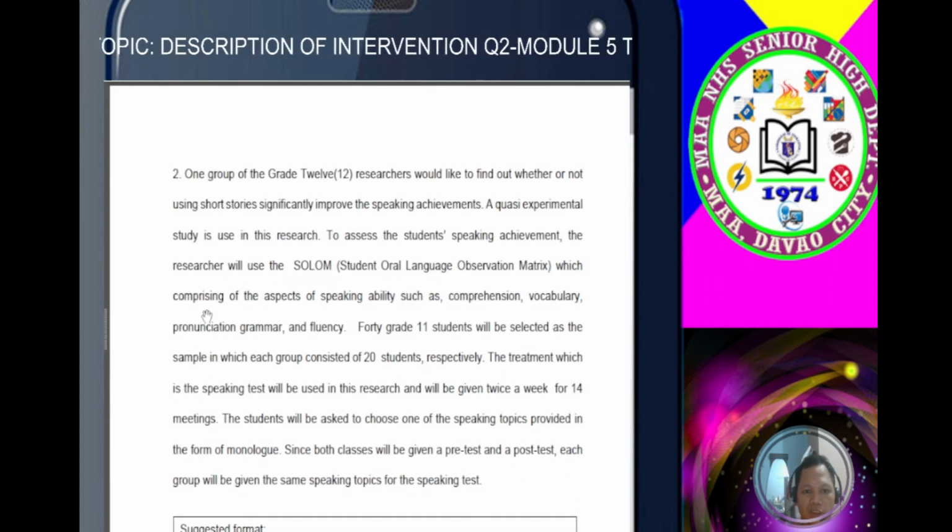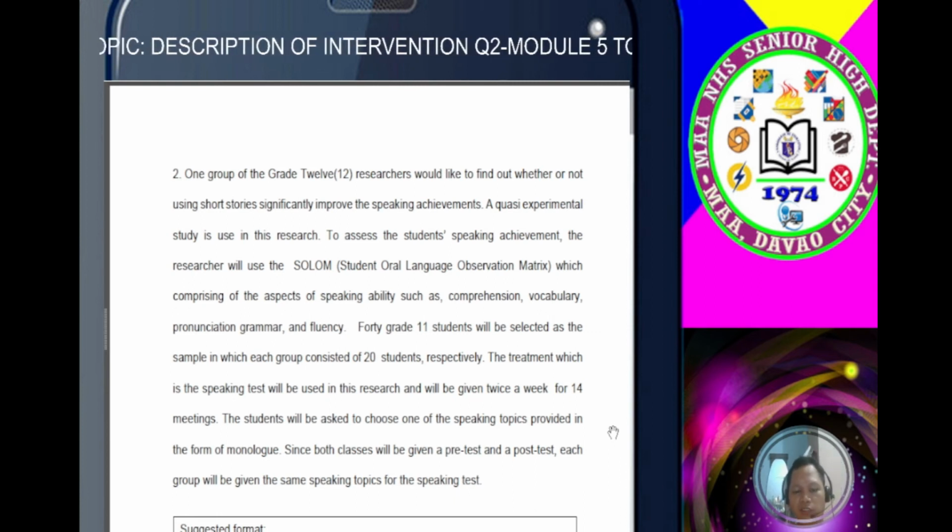Okay, so let's have another example, number 2. One group of grade 12 researchers would like to find out whether or not using short stories significantly improves speaking achievement. A quasi-experimental study is used in this research to assess students' speaking achievement. The researcher will use the SOLOM, or Student Oral Language Observation Matrix, which comprises aspects of speaking ability such as comprehension, vocabulary, pronunciation, grammar, and fluency.